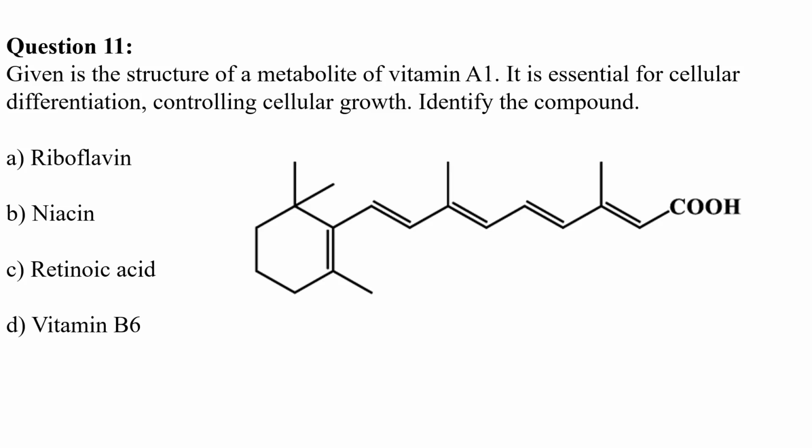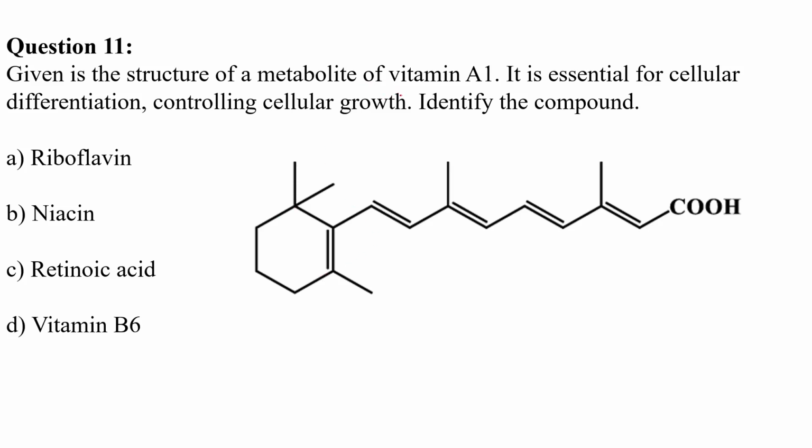So, we will move to the next question. Question number 11. Given is the structure of a metabolite of vitamin A1. It is essential for cellular differentiation, controlling cellular growth. Identify the compound.